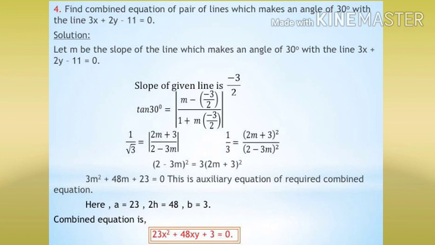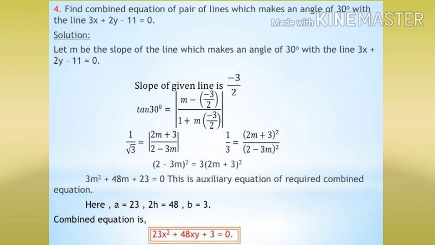So one slope is m and the other slope is minus 3 by 2, and the angle between the two lines is 30 degrees. So we have seen the formula tan theta is equal to modulus of m1 minus m2 upon 1 plus m1 into m2. So we will substitute the values accordingly. So we get tan 30 degrees is equal to m minus (minus 3 by 2) upon 1 plus m into minus 3 by 2. Simplifying this we get 1 upon root 3, that is tan 30, is equal to 2m plus 3 upon 2 minus 3m.